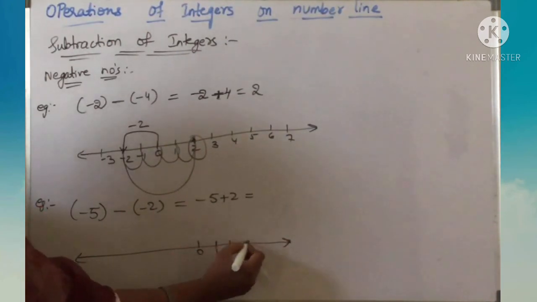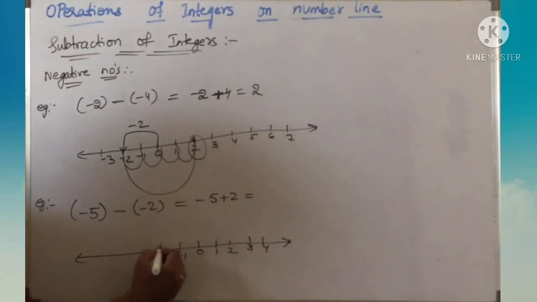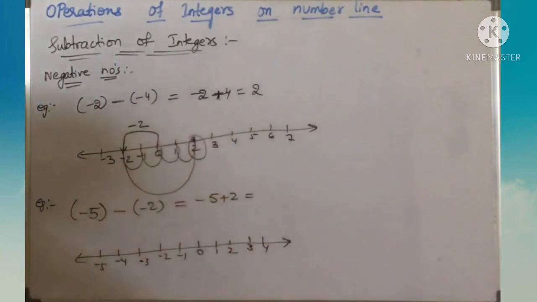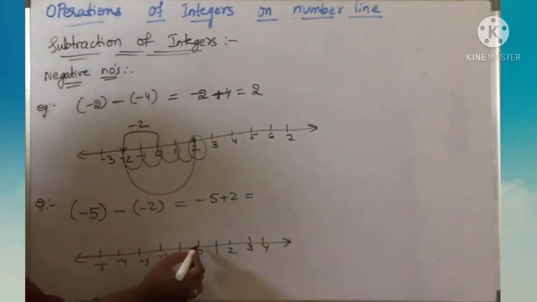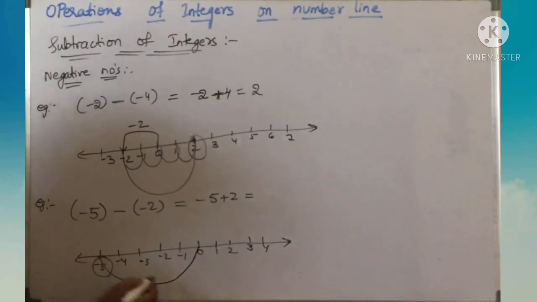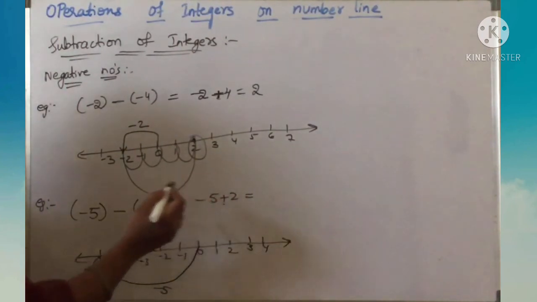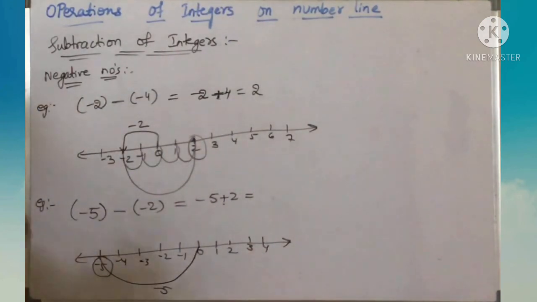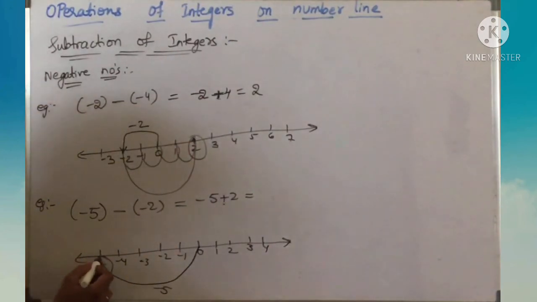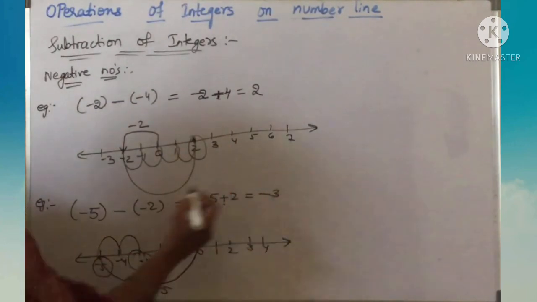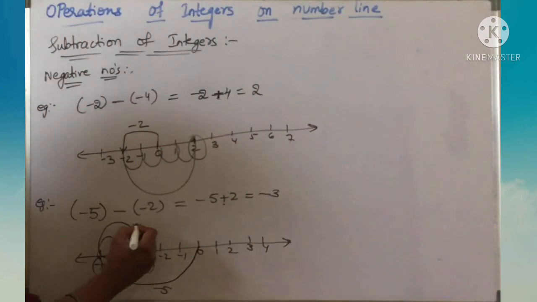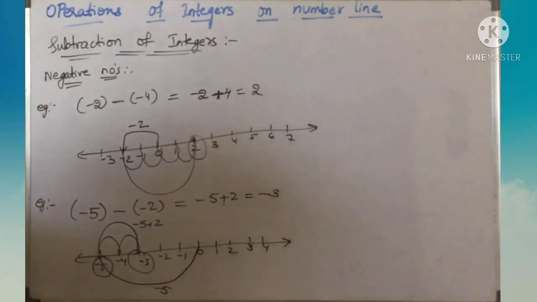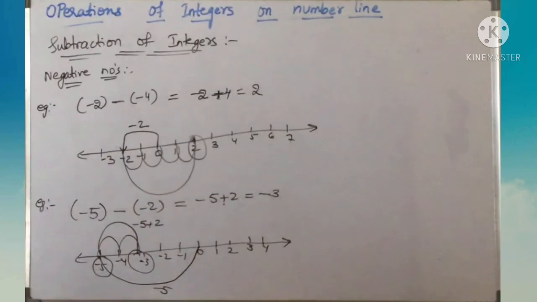0, 1, 2, 3, 4, minus 1, minus 2, minus 3, minus 4, minus 5. And how to locate minus 5? So, 0 to minus 5. This is minus 5, right? And plus 2 means we should move to right side. How many places? 2 places. So, 1, 2. So, finally you will get the answer as minus 3. This is nothing but minus 5 minus of minus 2, which is minus 5 plus 2. So, minus 5 plus 2 gives you minus 3.